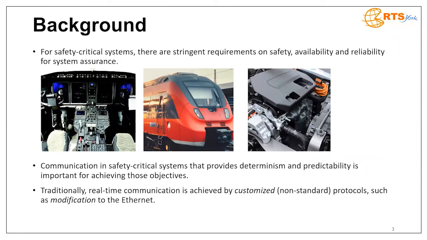Before we start, I just want to give you some background on time-sensitive networks. For safety-critical systems, there are stringent requirements on safety, availability, and reliability for the system assurance purpose. And communication in safety-critical systems that can provide determinism and predictability is very important for achieving such goals. Traditionally, real-time communication is achieved by using customized or non-standard protocols, such as a modified Ethernet.